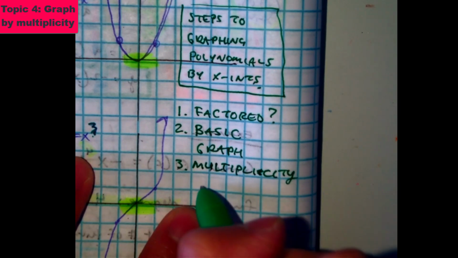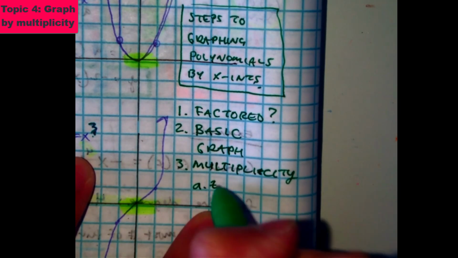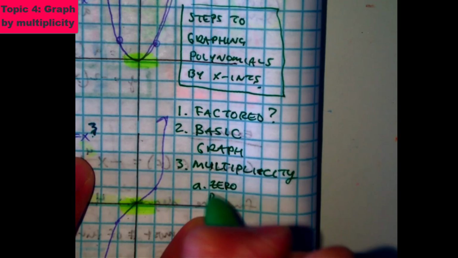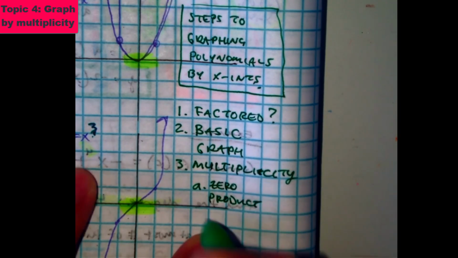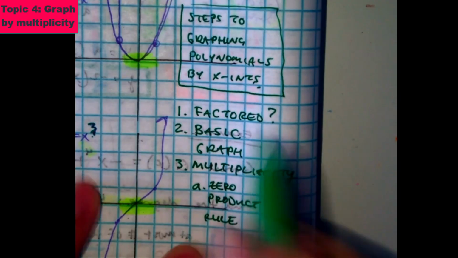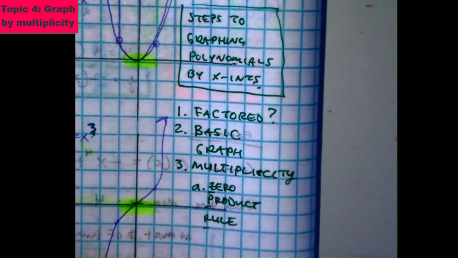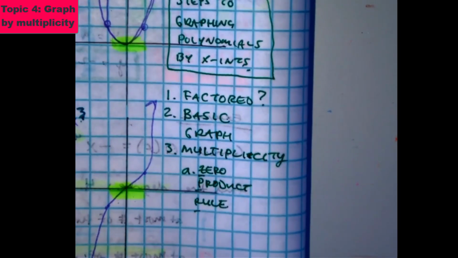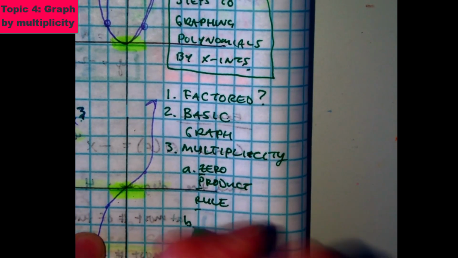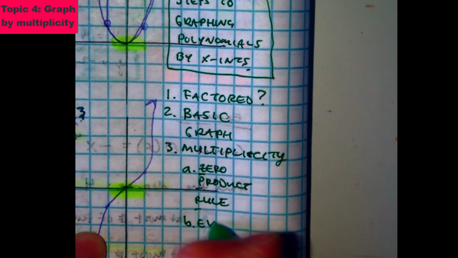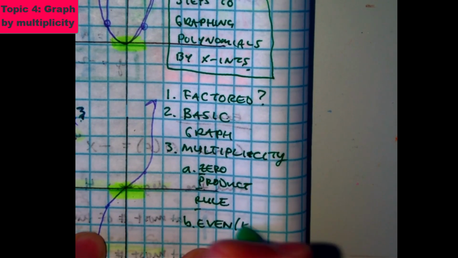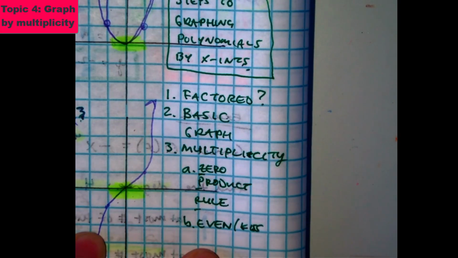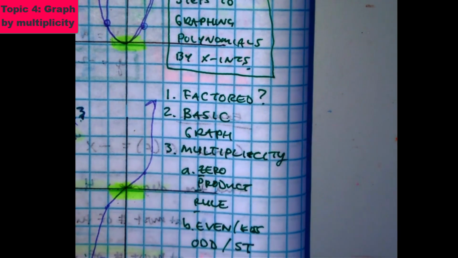Today we'll learn about the zero product rule, ZPR. We'll also learn about how even degrees, they kiss, and that odd degree functions, they will do something called a shoot through. Shoot through.